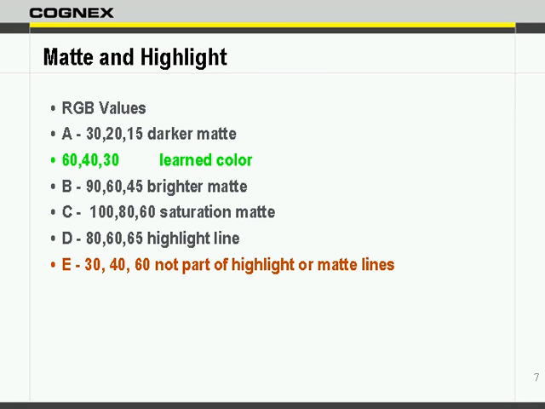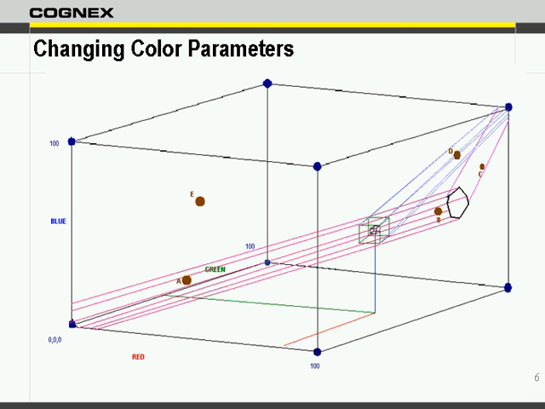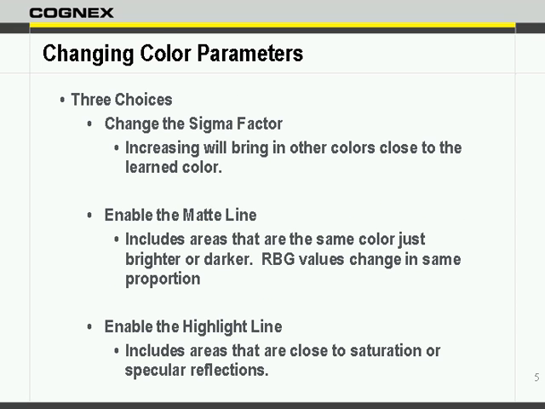This saturation matte line section is basically after one of the colors has saturated, in that case red, you'd see the matte line crawl along that wall towards white. So if we want to include the color C, we would increase the lighter side of the matte line enough so that we can include C in there.